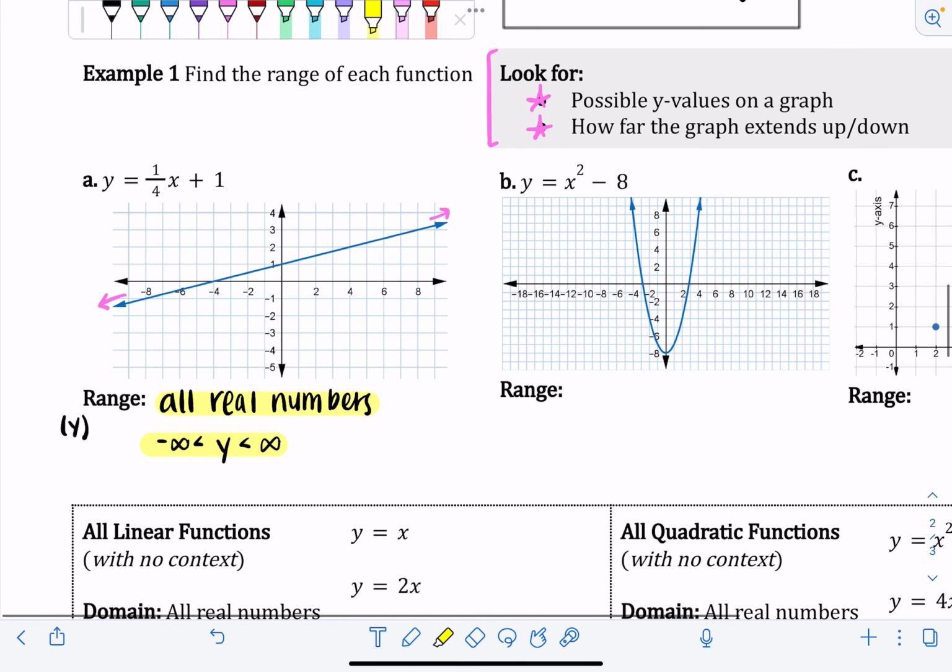Okay, so for example 1b now, y equals x squared minus 8x. Same equation as in the last section, same exact graph as well. This time we're not looking at how far the graph is extending left and right though. We're supposed to be looking at how far the graph is extending up and down. So we can very clearly see this graph is definitely going up, but it's not going down forever. It has a low point at the very bottom.